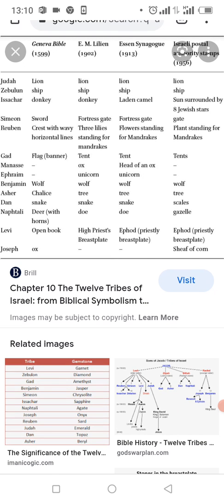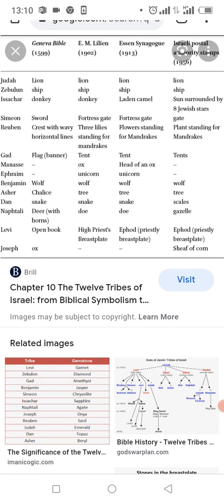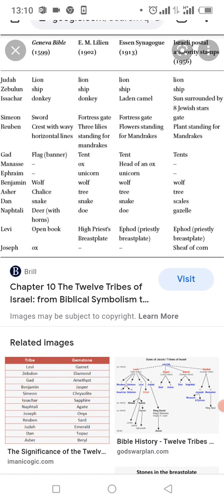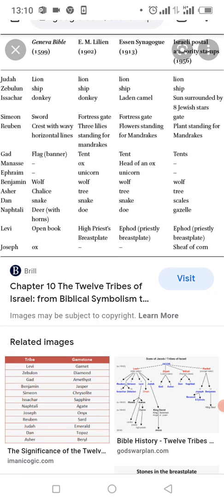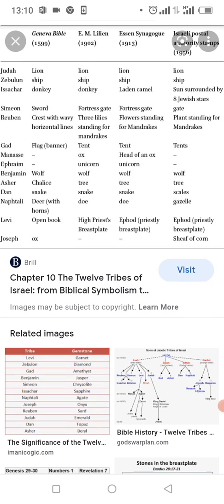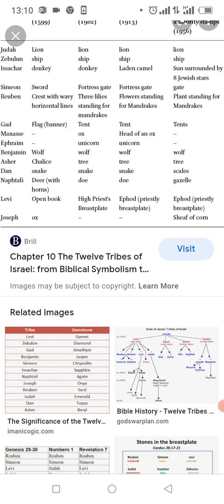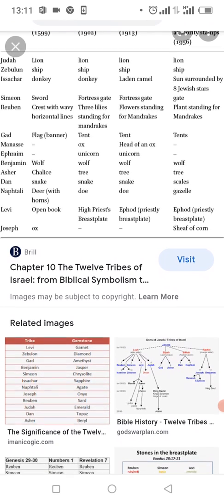It protects you. Okay, and then Reuben was a crest with wavy horizontal lines, and then it was 3 lilies standing for mandrakes, and then it was flowers standing for mandrakes. Now it's a plant standing for mandrakes. Gad was a banner or just a flag, and then it turned into a tent, and then it became plural tents. Then Manasseh was an ox and turned into a head of an ox in 1913.